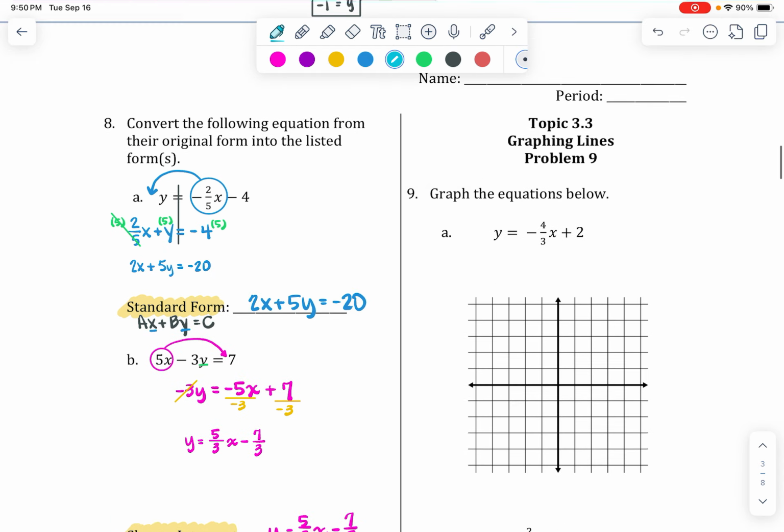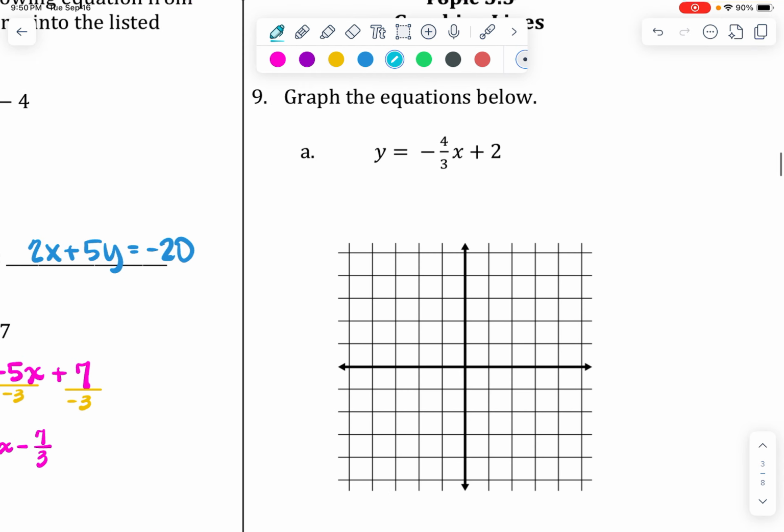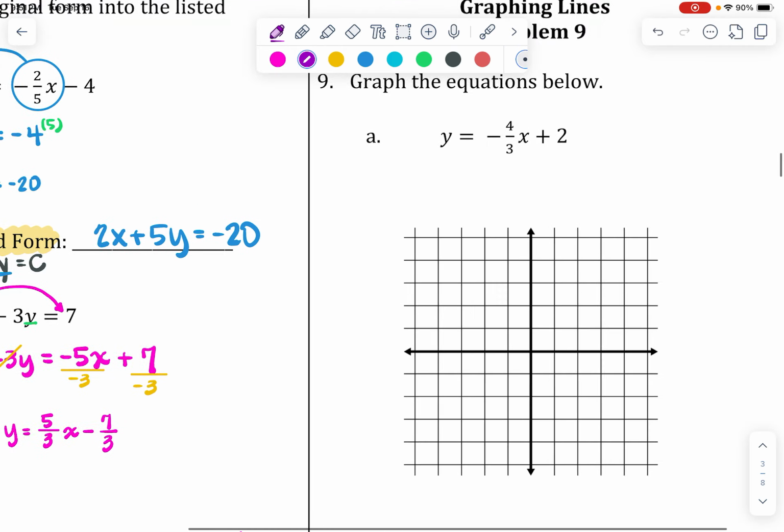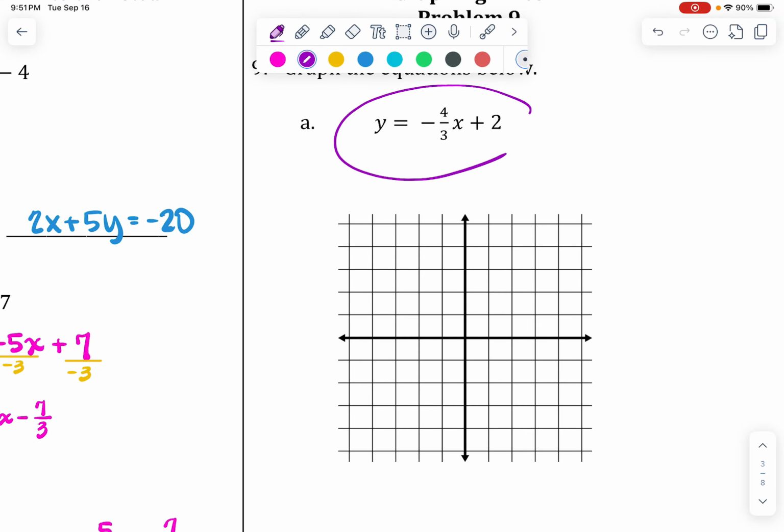All right, hopping back to the top of the page. Now we're going to graph equations, right? We just wrote equations for the last like 15 minutes. So now let's actually graph the equations. When I graph an equation, I'm going to take everything to y equals mx plus b form. I don't care what form it's in. Everybody's going into y equals mx plus b. Now this one's already in y equals mx plus b form, which is awesome, right?